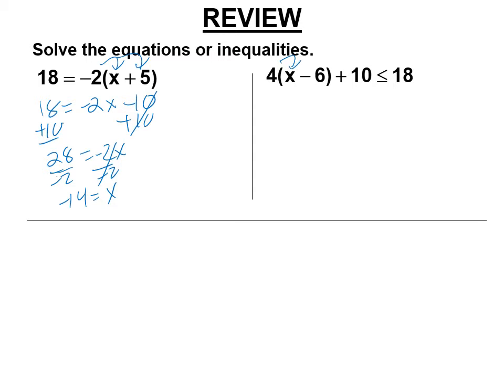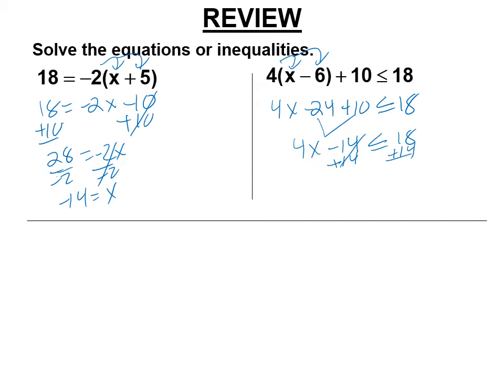Again, first thing you want to do, get rid of the distributive property. 4x, then that's -24 plus 10 is less than or equal to 18. Like terms, -24 plus 10 is -14, so that's -14. Add 14 to both sides. 4x is less than or equal to 32. Divide by 4 both sides. X is less than or equal to 8.